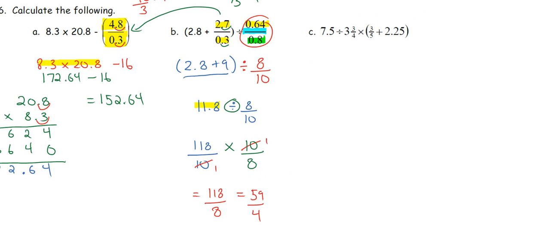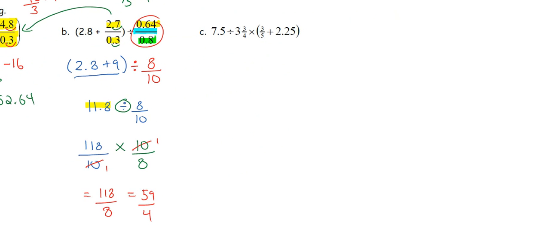Okay, let's move on to question number 16 now. I got 7.5 divided by 3 1/4 times 3 divided by 5 plus 2.25. What I'm going to do here is change this guy into an improper fraction. So if I do that, I will get 7.5 divided by, all right, 3 times 4 is 12 plus 3, that's going to give me 15 divided by 4, times 3 over 5 plus 2.25.